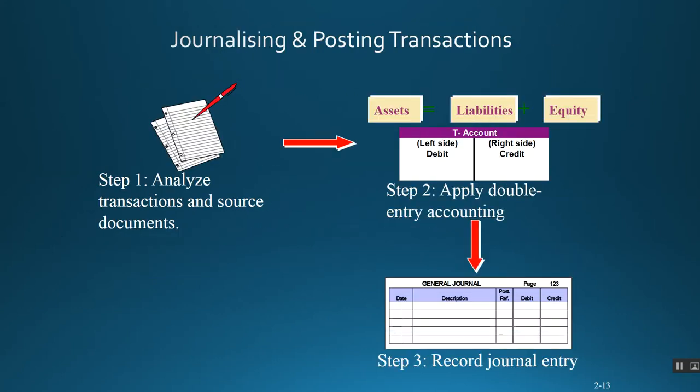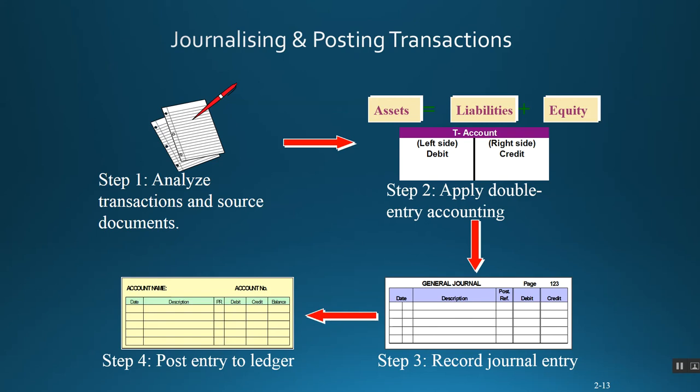So step 1, analyze the transactions in the source documentation. So we make sure that we have the receipt from the sale, or the purchase. We make sure we have any documentation that makes the purchase or sale relevant, whatever that business transaction is, and that it is a source documentation that proves that this happened and these are the amounts and these are the dates and times that this took place.